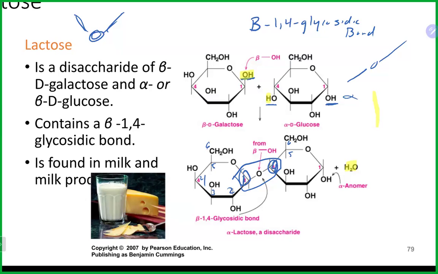And that is definitely a different looking bond than you see with your alpha 1,4 connection there. So again, you do need to be able to recognize this bond as well if you see it. You also need to know that is the bond that we find here in lactose. And you also need to know that lactose is made up of galactose and glucose. Yes. People have trouble with that bond. Yes. And lactose intolerances and processing that in the body.